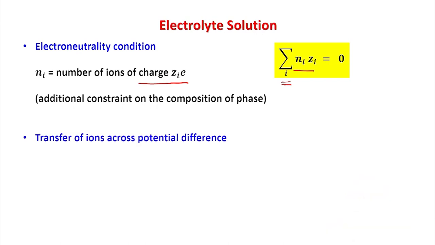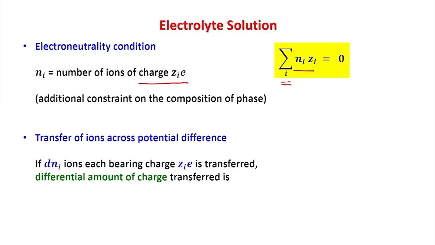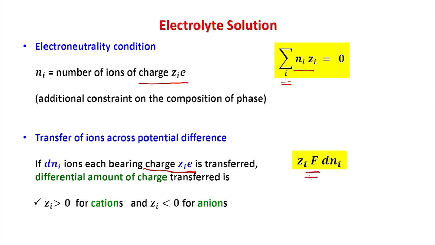And then you also must realize that when I have transfer of ions across a potential difference, if dNi ions are transferred, where each of these ions bears this charge Zi e, there will be a differential amount of charge transferred, and that would be equal to Zi into dNi multiplied by F. Now, here Zi is a positive number for cations and it is a negative number for anions, and F is the celebrated Faraday constant, whose value is very accurately known to be 96,500 coulombs per mole.